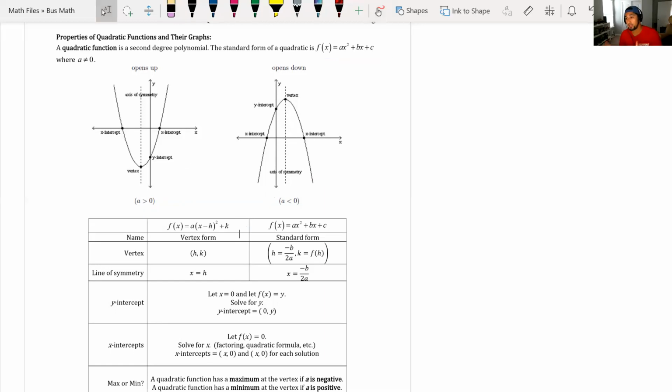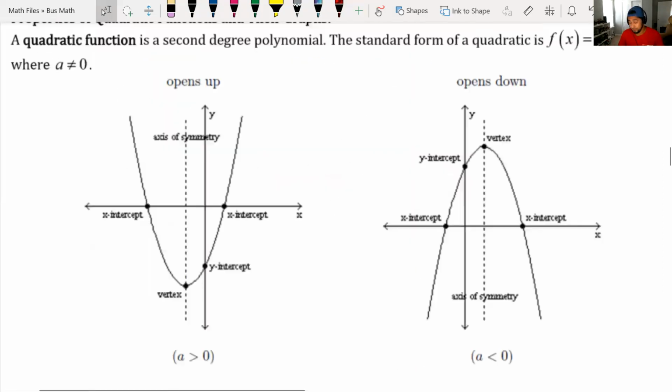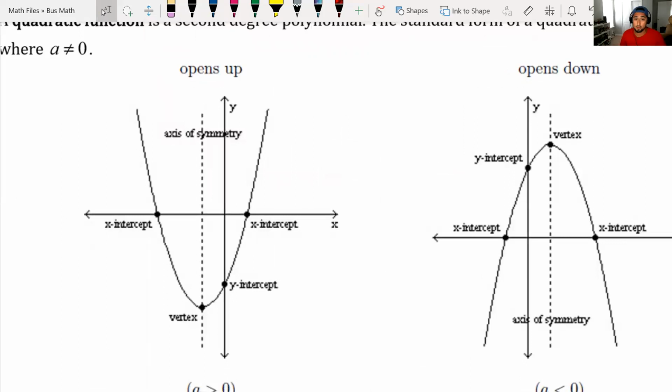Now we'll actually make use of the vertex form. But before we begin, let's look at the graph of a quadratic function. Being quadratic means you are to the power of 2. The highest power is 2. It is a second-degree polynomial. And some characteristics about quadratic functions: the graph of a quadratic function is called a parabola. So the graph of any quadratic function is called a parabola.